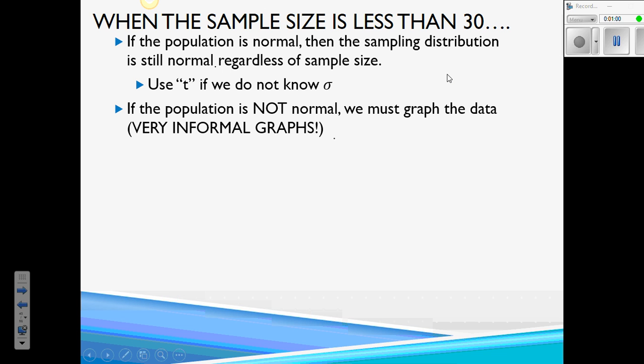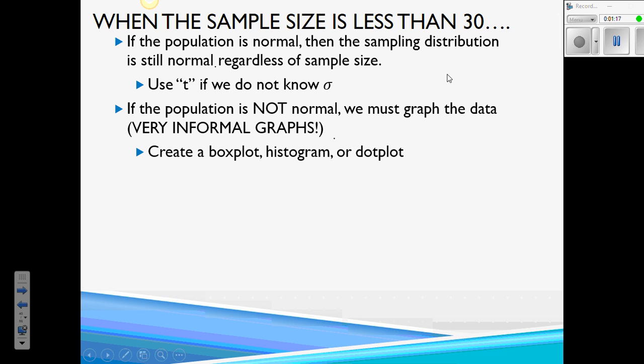So remember, if our sample size is large, we can use the central limit theorem to assume the sampling distribution is approximately normal. If it is not large, it's okay if the population is normal. We know the sampling distribution will also be normal. However, if it's not normal, we got to actually graph this.